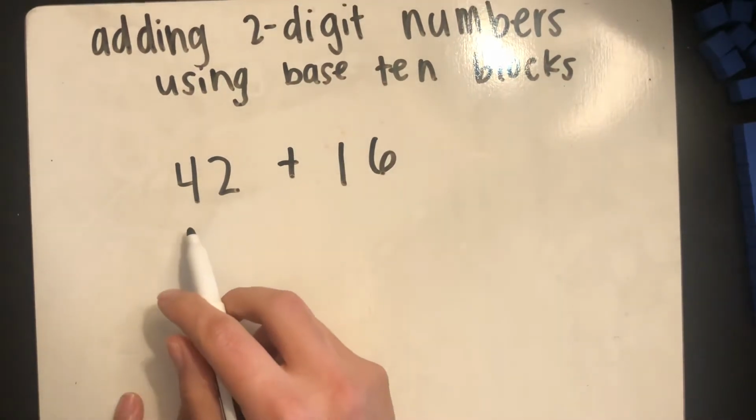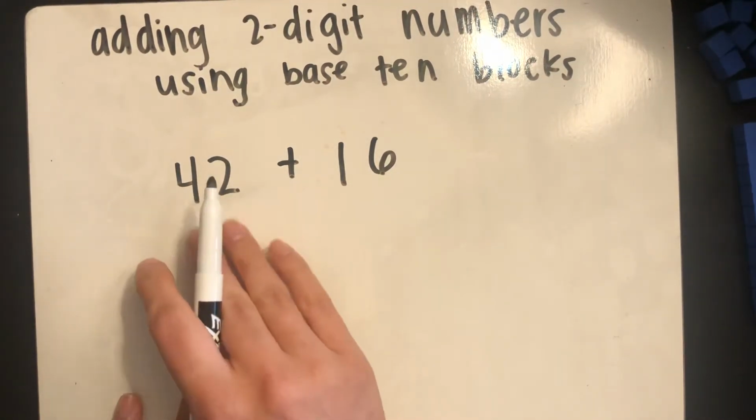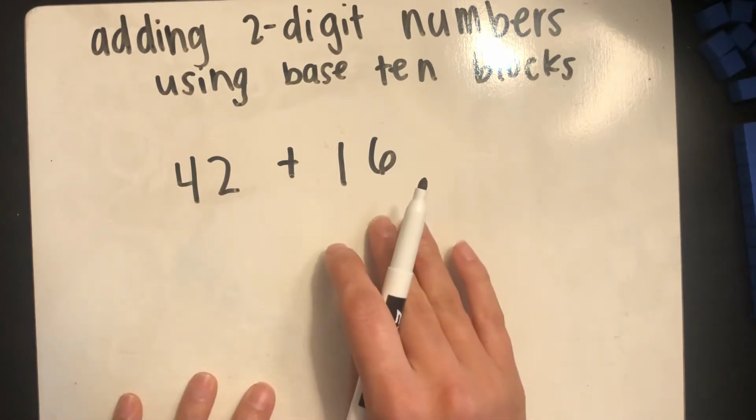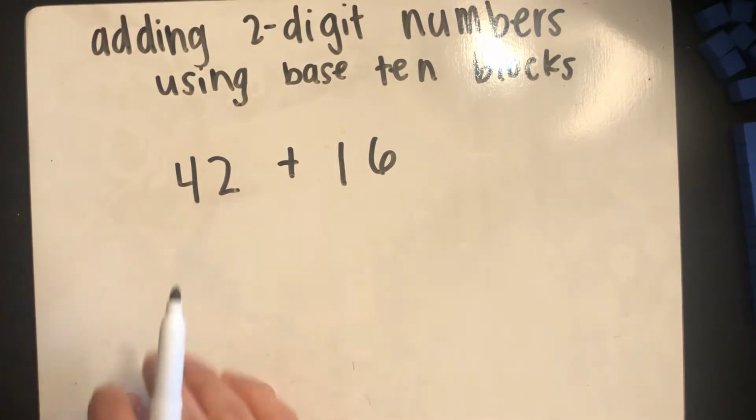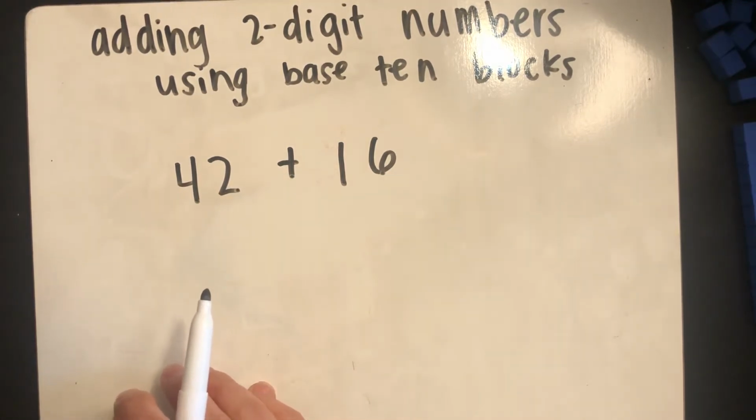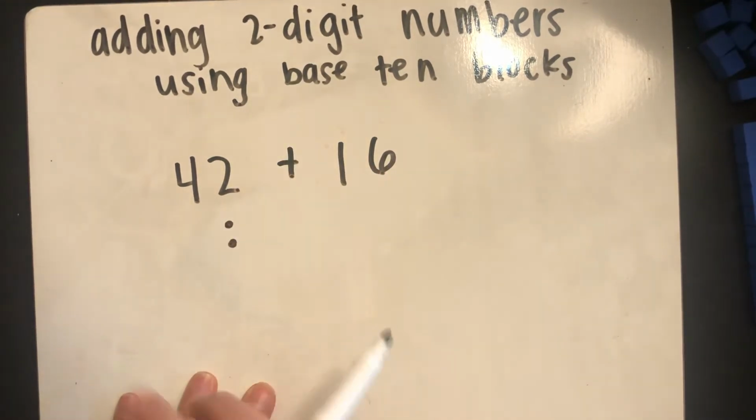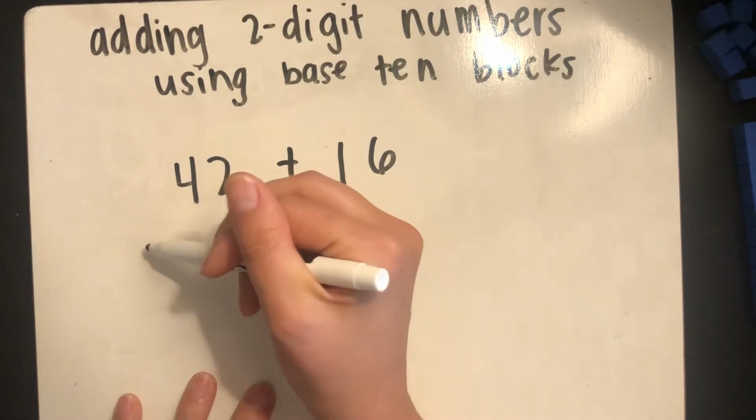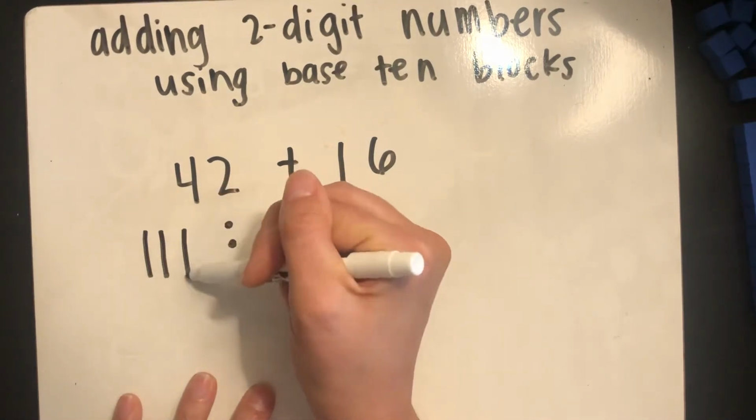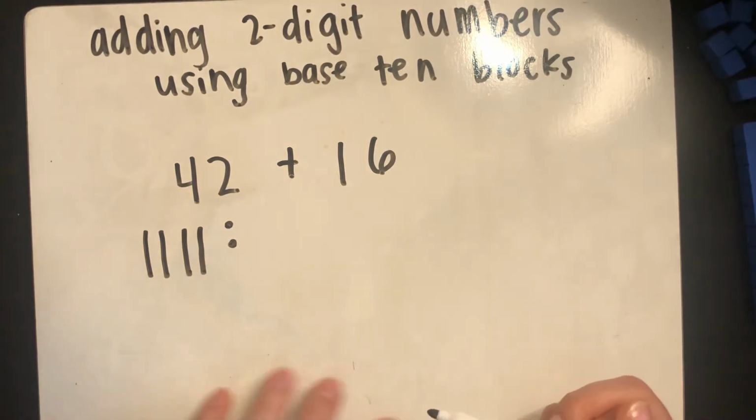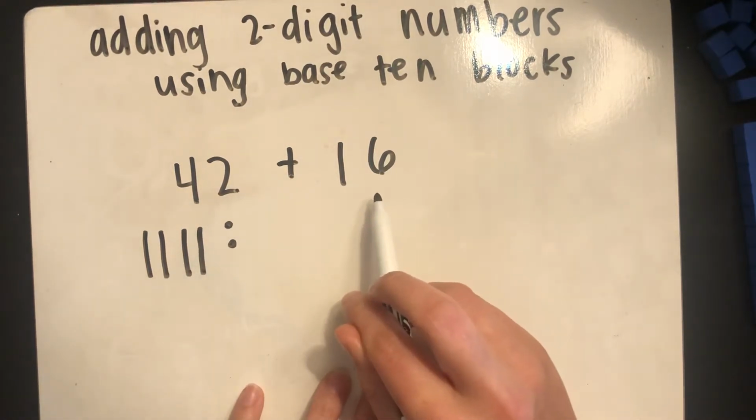Now the first thing I'm going to do is build my numbers using base 10 blocks. Let's start with the number 42. How many ones does 42 have? That's right, it has 2. How many tens does 42 have? That's right, it has 4. 1, 2, 3, 4. Okay, how many ones does 16 have?